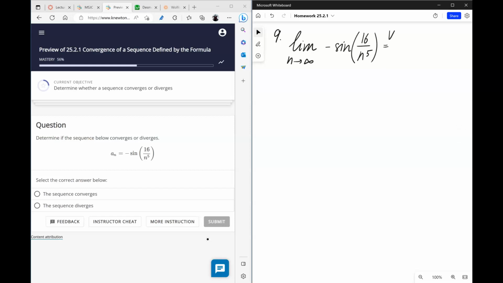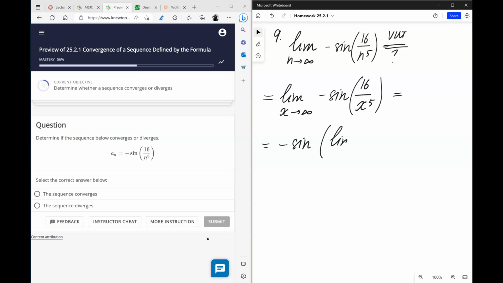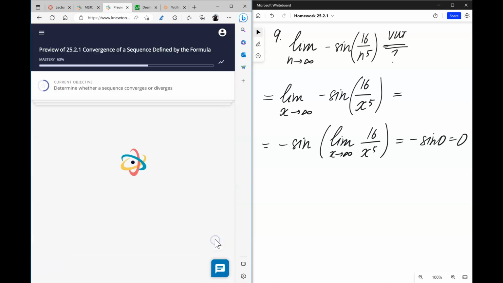We're going to be using a very useful theorem here, conditional upon the existence of the limit. Then we'll be passing the limit through a continuous function. And the answer is 0. So the limit exists, therefore the sequence converges.